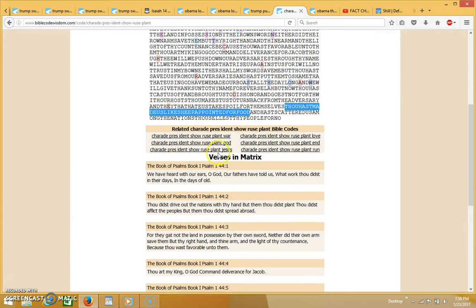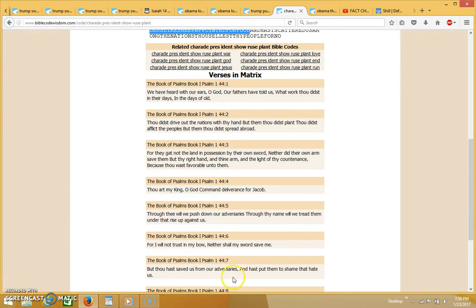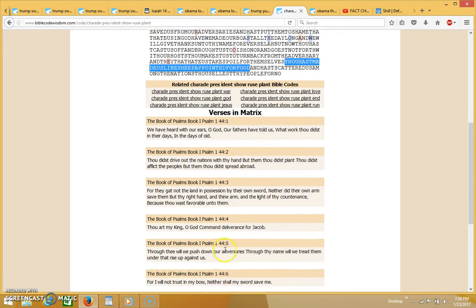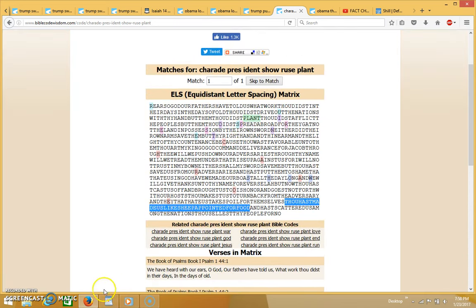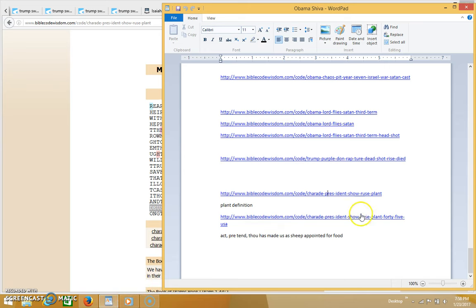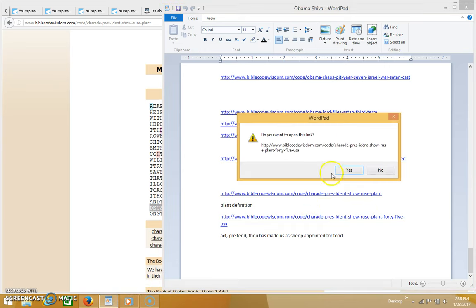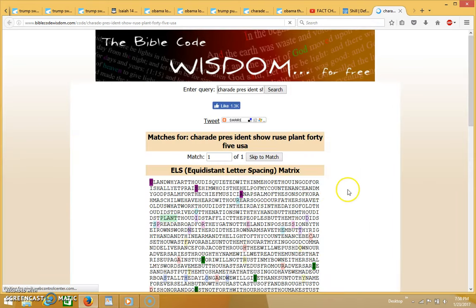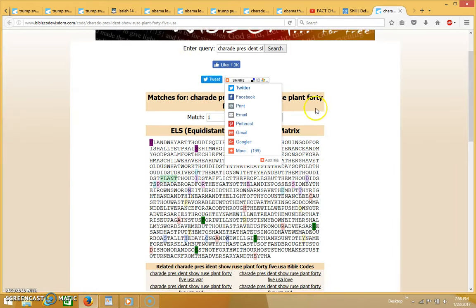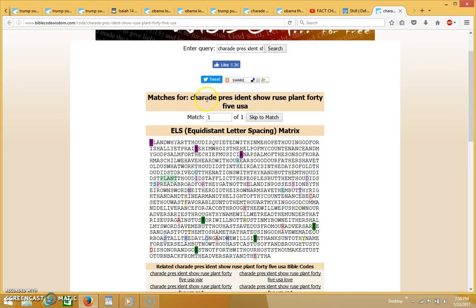And this is coming up in Psalm 44, which made me think of Obama as the 44th president. And so I tried to put in 45, since Trump would be the 45th president, or he was sworn in as the 45th president. So in this one you have charade, president, show, ruse, plant, 45, as in President 45, and then I just put in the letters USA, which came up here at the top.